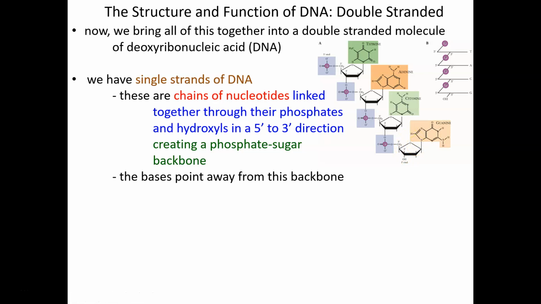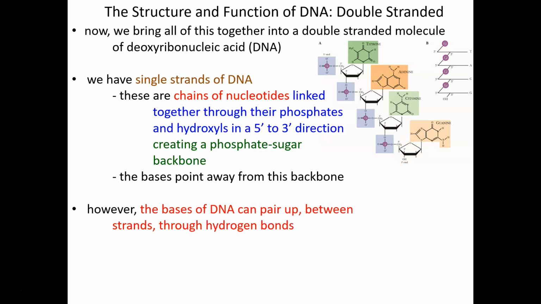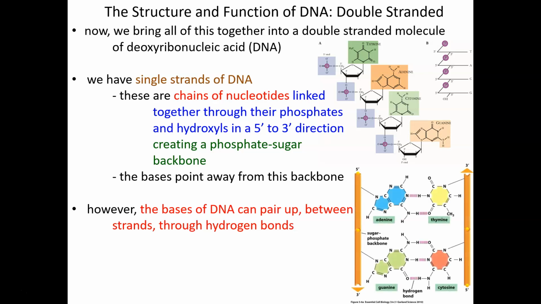All of the bases point away from the backbone, again inwards towards the center of the helix, and those bases can pair up through hydrogen bonds, giving us our adenine, thymine, guanine, cytosine pairing. And I feel like I'm beating a dead horse at this time, but adenine and thymine are held together by only 2 hydrogen bonds, and guanine and cytosine are held together by 3 hydrogen bonds.